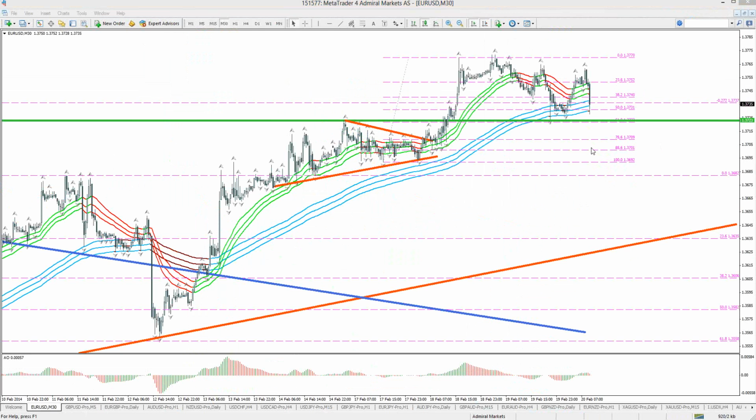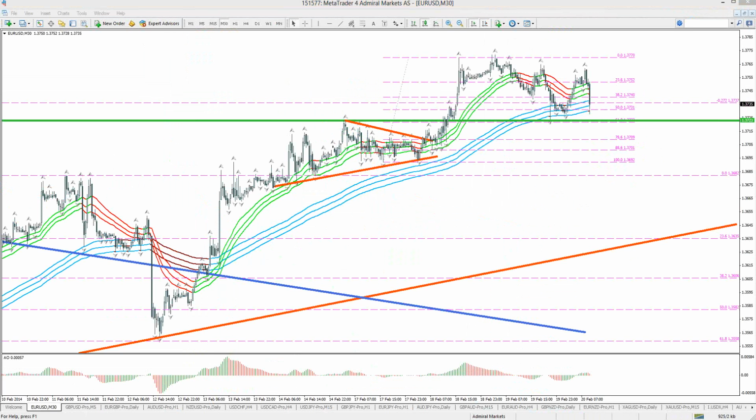But then we would need to see these moving averages turn over and become red. Now they're blue. They're up. They're bullish. We'd have to see that become bearish at a downside angle. So that's the 30.